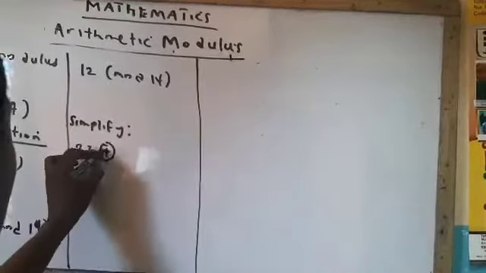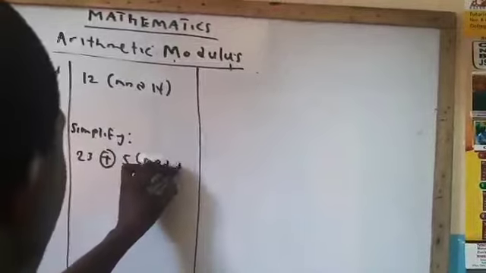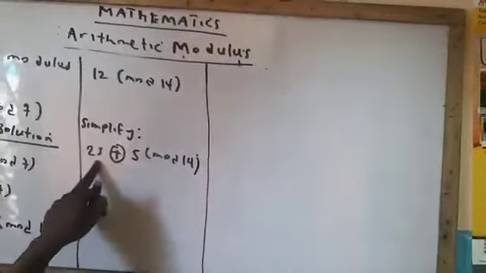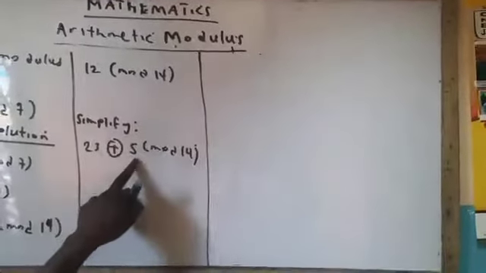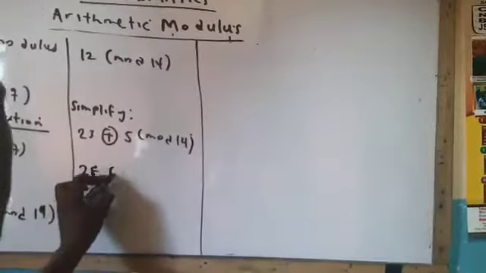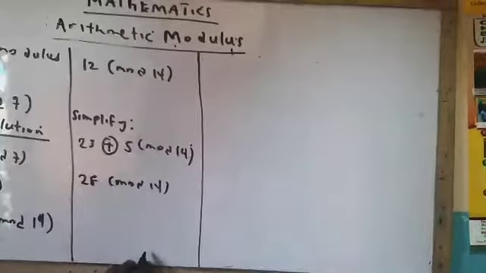Now, in the other one, we're asked to simplify 23 plus 5 mod 14. Now, let's look at it. 23 plus 5 will give us 28. 28 mod 14.